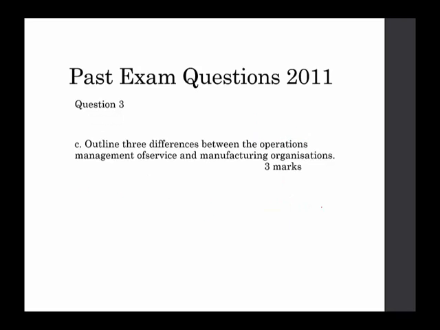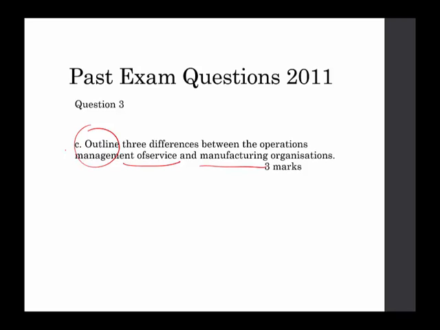All right. In 2011, for 3 marks, there was: outline 3 differences between operations management of a service, sorry, that's a misprint, and a manufacturing. So it's the same type of question, except you've only got 1 mark each, hence the word outline and not explain. So it's just 1 mark for each difference. So you punch out 3 differences.